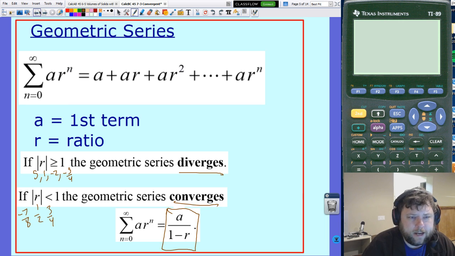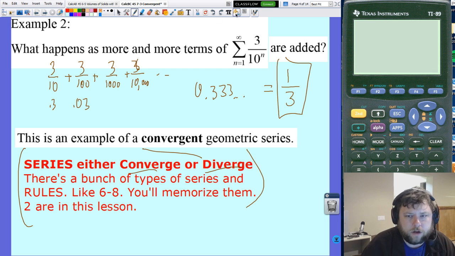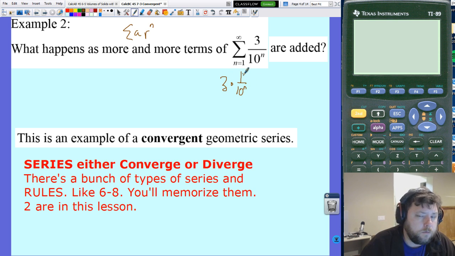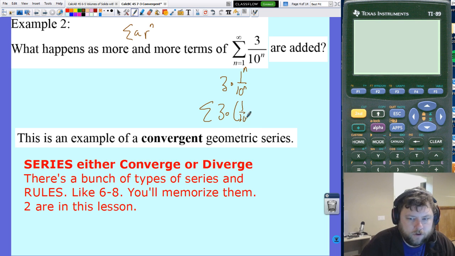Let's look at some examples. We can go back to that previous one we just did: 3 over 10 to the n power. Now, remember, your formula is a times r to the n power. The goal is to get this into something that looks like that formula. It doesn't quite look like it because there's 10 to the n on the bottom. So I'm going to rewrite this as 3 times 1 over 10 to the n power, since 1 to the n power is still 1. So my r equals 1 over 10, and since r is between -1 and 1, we can say this converges.